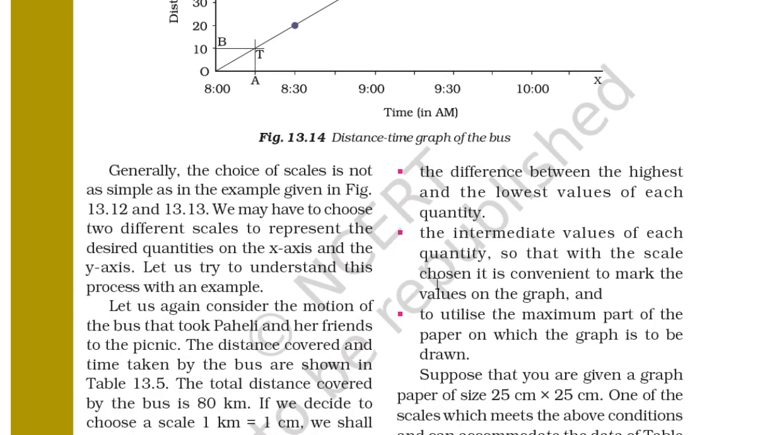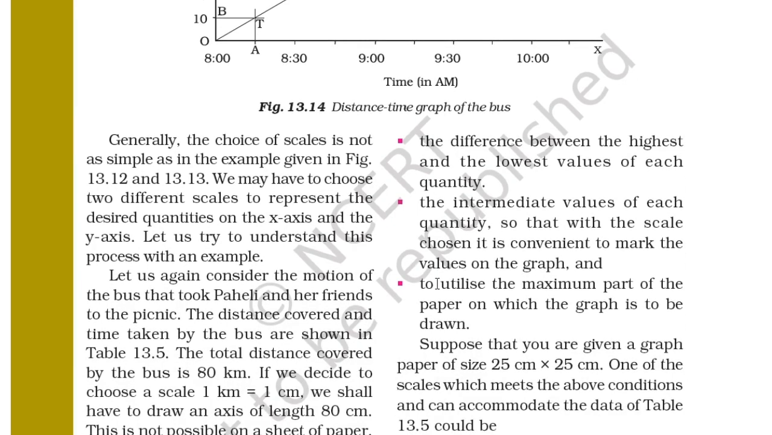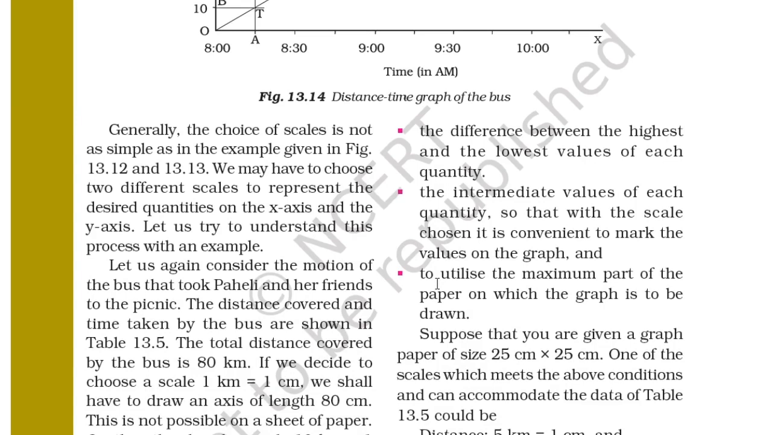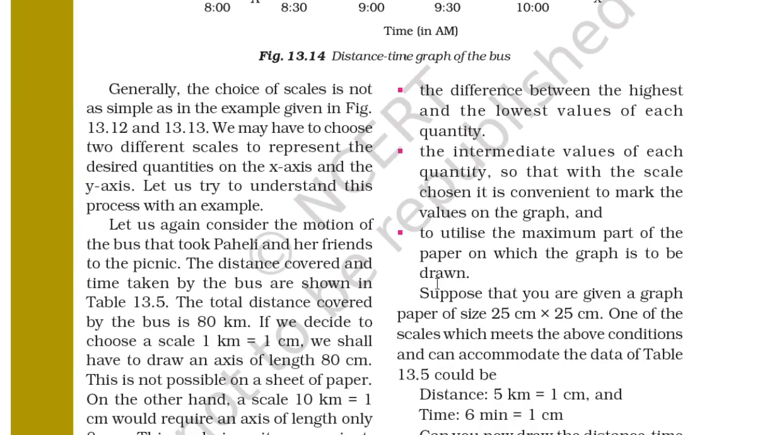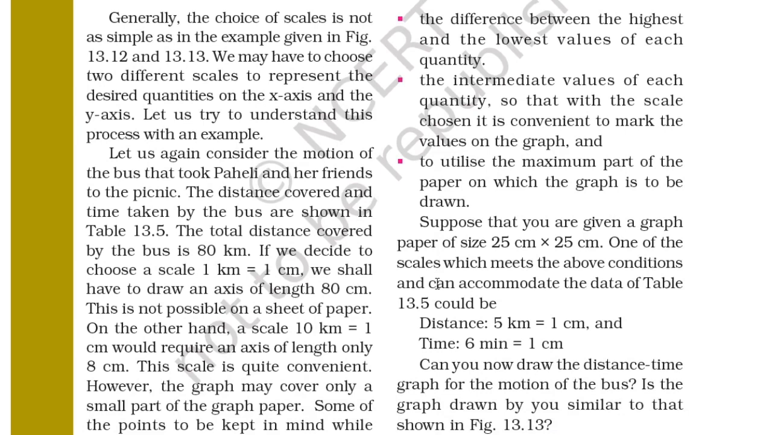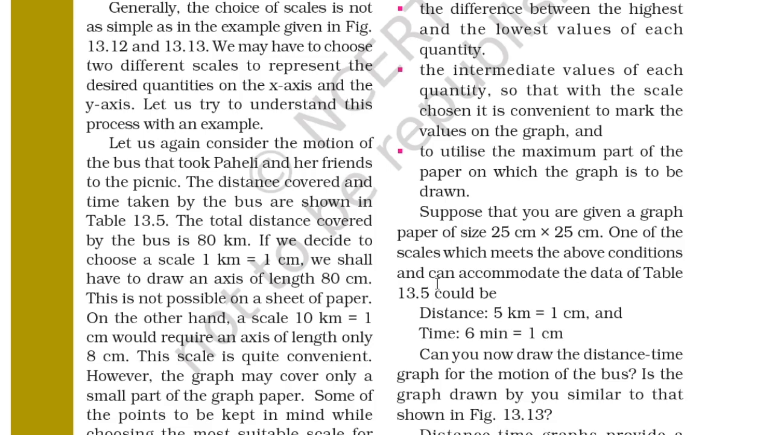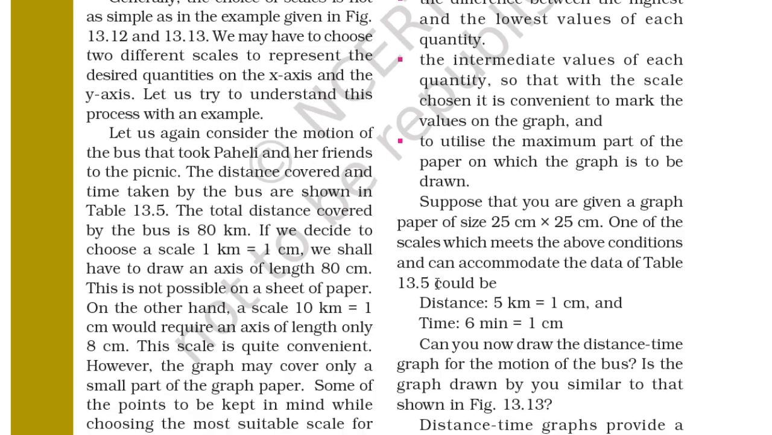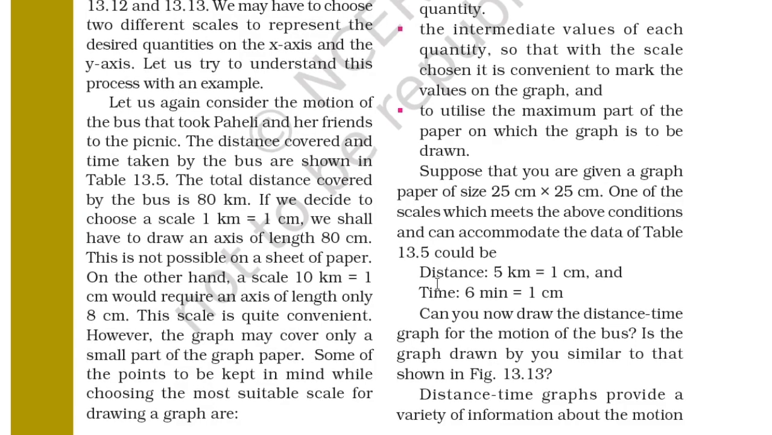Let us again consider the motion of the bus that took Paheli and her friends to the picnic. The distance covered and time taken by the bus are shown in table 13.5. The total distance covered by the bus is 80 km. If we choose a scale of 1 km as 1 centimeter, we shall have to draw an axis of length 80 centimeters, which is not possible on the graph paper. On the other hand, a scale of 10 km as 1 centimeter would require an axis of only 8 centimeters. So this scale is quite convenient, and we will take 10 km as 1 centimeter.